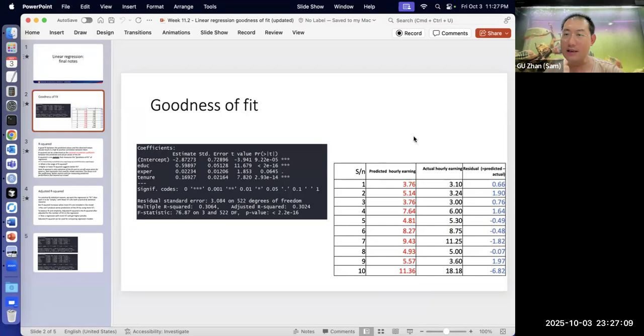So what is the linear correlation coefficient? We need two variables, X and Y. So here is the predicted hourly rate and your actual hourly rate. With these two variables, you can calculate the linear correlation coefficient. Then you square it, and you will get R squared. Okay, so that's the one.